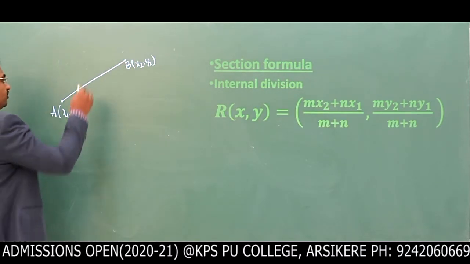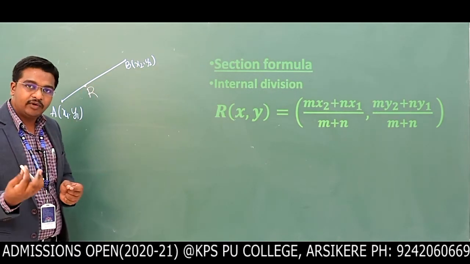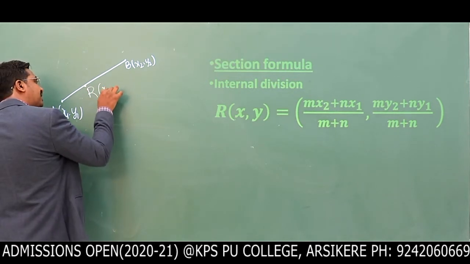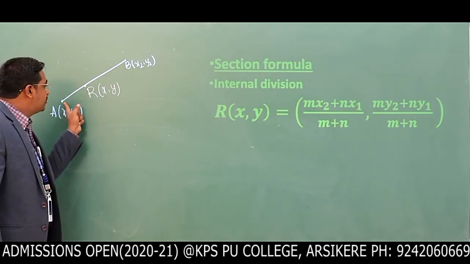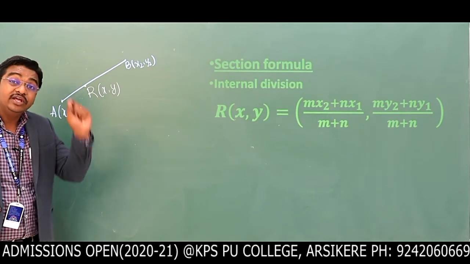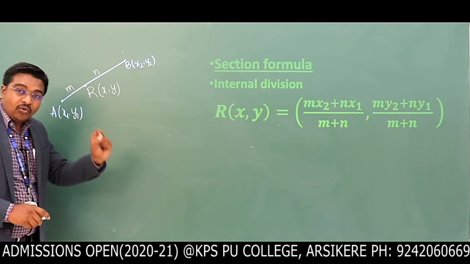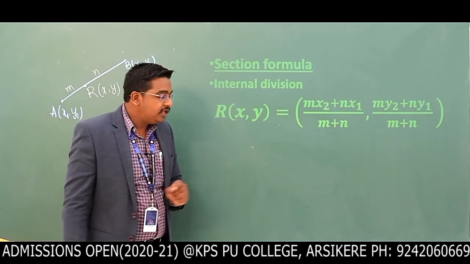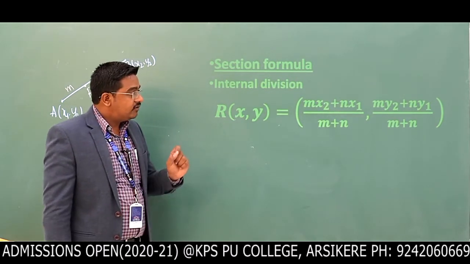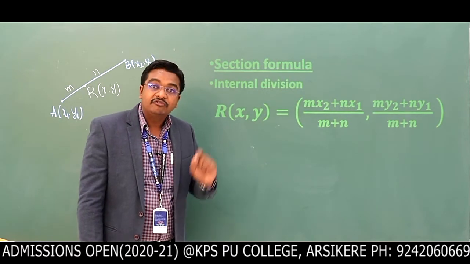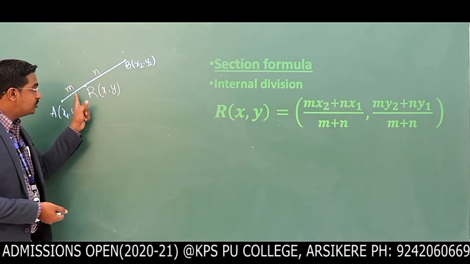Suppose we have another point R. Generally we denote the point as (x, y) in coordinate geometry. The point R(x, y) divides the line joining the points A(x1, y1) and B(x2, y2) in the ratio m is to n. Then the coordinates of R(x, y) will be ((mx2 plus nx1) divided by (m plus n), (my2 plus ny1) divided by (m plus n)). This is the formula for internal division. They divide in the ratio m is to n. Did you understand, children?